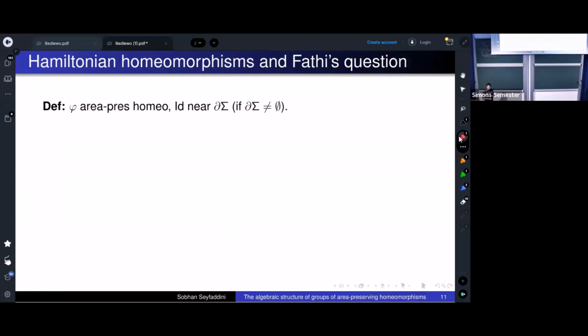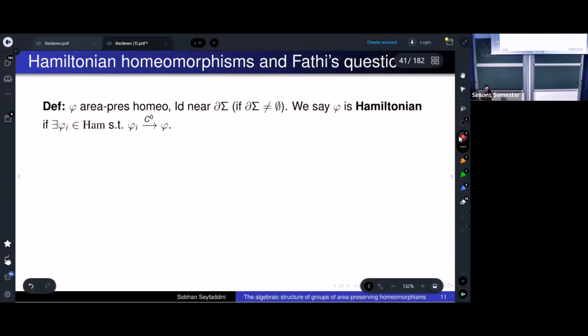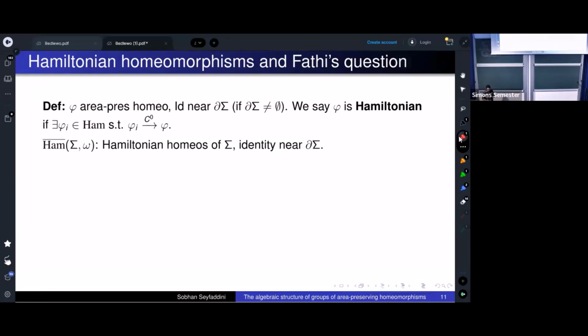Now, here's a definition for Hamiltonian homeomorphisms, which is very much analogous to that of symplectic homeomorphism. Let phi be an area-preserving homeomorphism. If the surface has boundary, I suppose that phi is identity near the boundary. I say it's Hamiltonian if I can write it as a limit of Hamiltonian diffeomorphisms. So it's just identical to the definition of a symplectic limit. And then I denote the set of Hamiltonian homeomorphisms of the surface by Ham bar. Note that these are all identity near the boundary. This is kind of an important technical point.